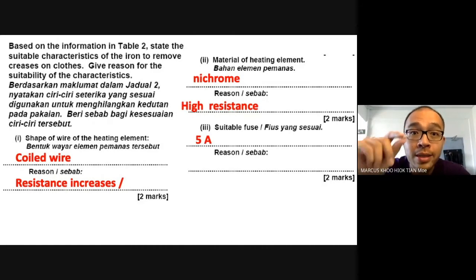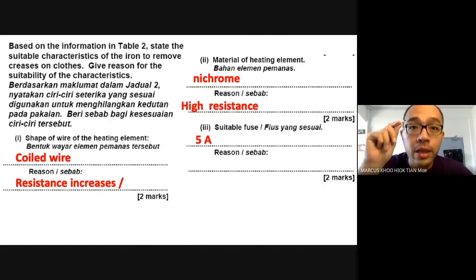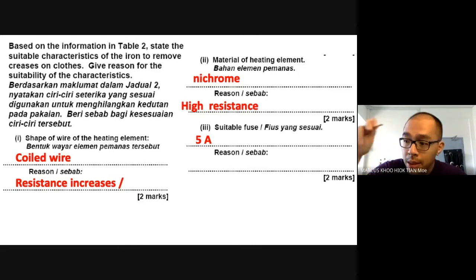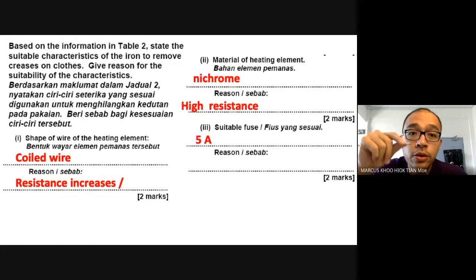It is to make sure that your current flow doesn't exceed the limit. Because if it exceeds the limit, it's going to spoil your electrical appliance. So you want to find a suitable fuse that can allow the current to flow, but it cannot allow too big of a current to flow.